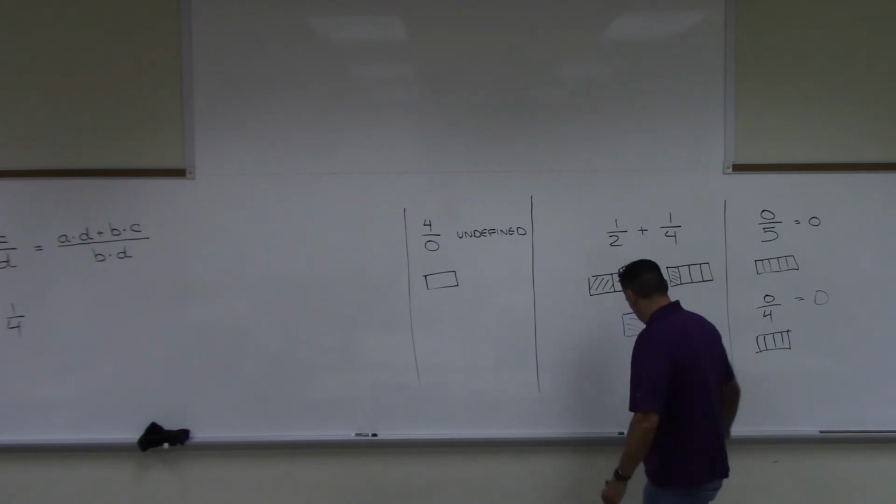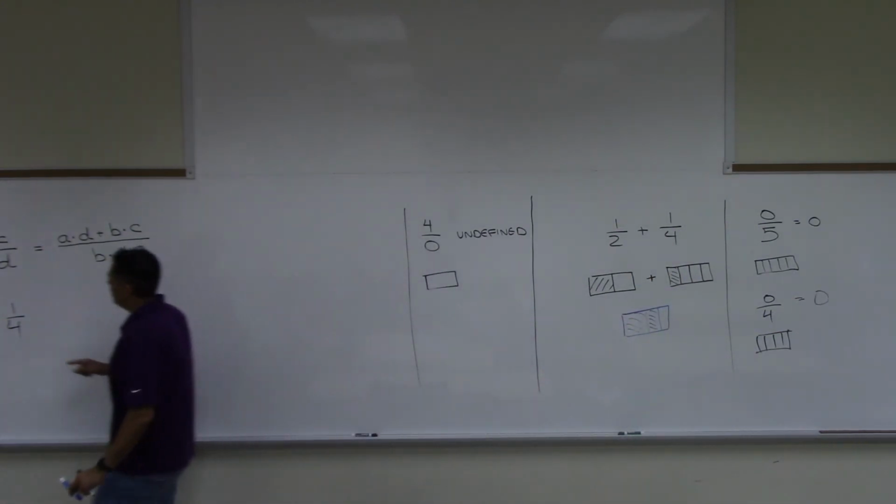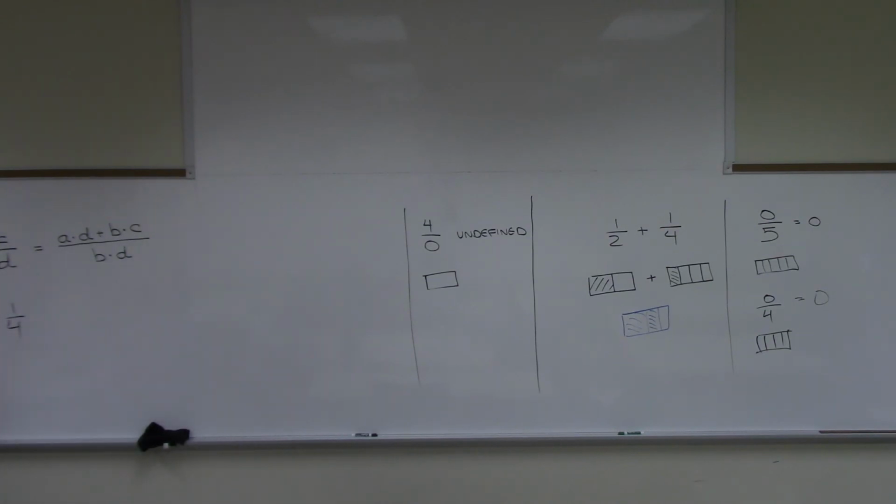So the first thing I'm going to do is take this a and multiply it by this d. That means I'm going to multiply these two numbers together. So what's 1 times 4? 4. So I'm going to put that in the top left corner.